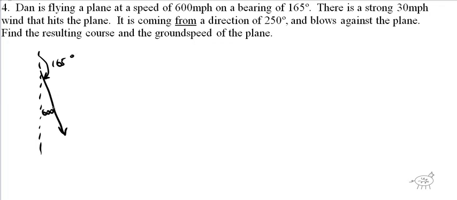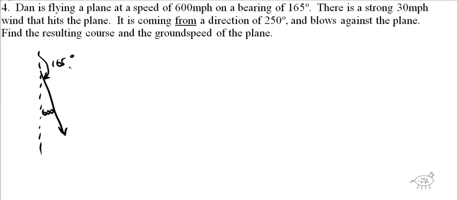Okay? There's a strong 30-mile-an-hour wind that hits the plane. It is coming from a direction of 250. Kids always get confused when it's like a word from or towards, whatever. If you're not sure, try the word north in its place. So if I said it's coming from the north, don't you go to the north and then go south? You go to that direction, go to that angle, and go the other way. So I'm coming from the north, I go to the north, and I go south.